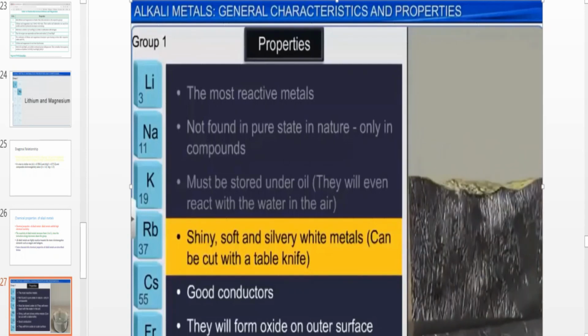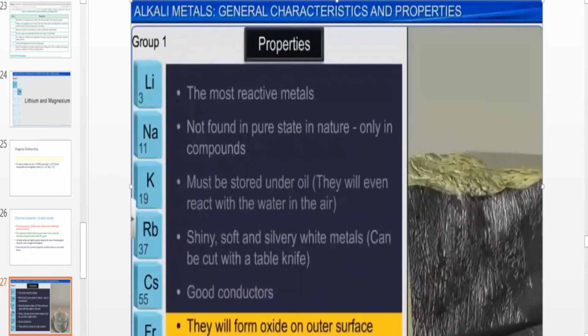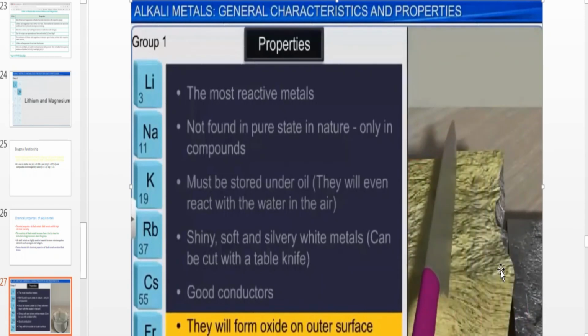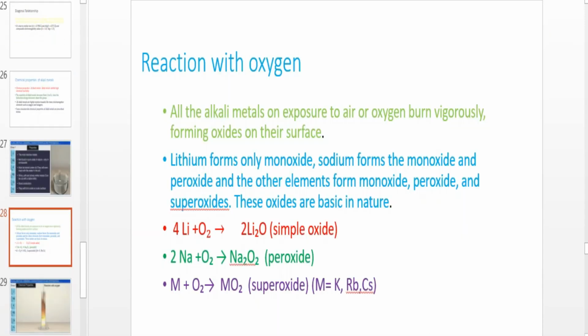The next one is they are good conductors. They will form oxides on the outer surface. You can see the color is changed. The outer surface color is changed because of the formation of an oxide layer.